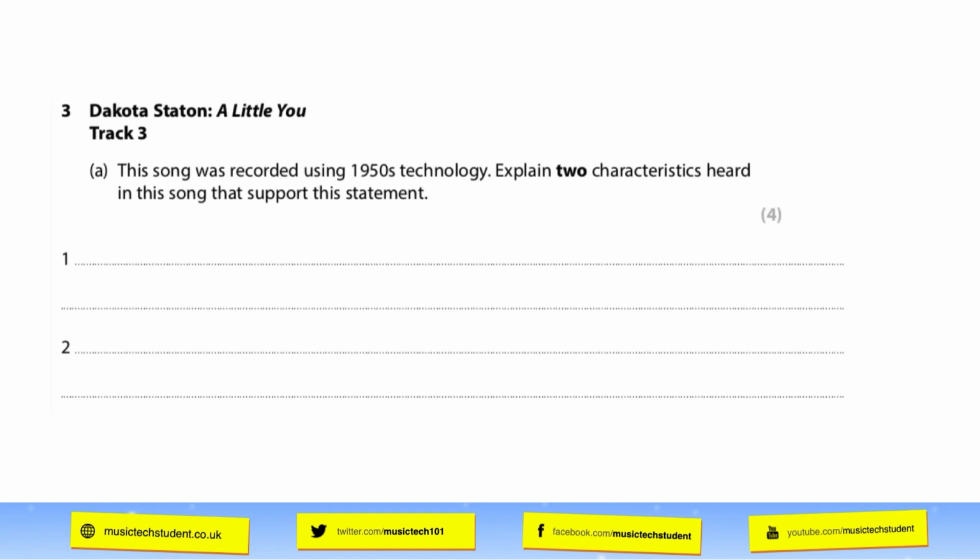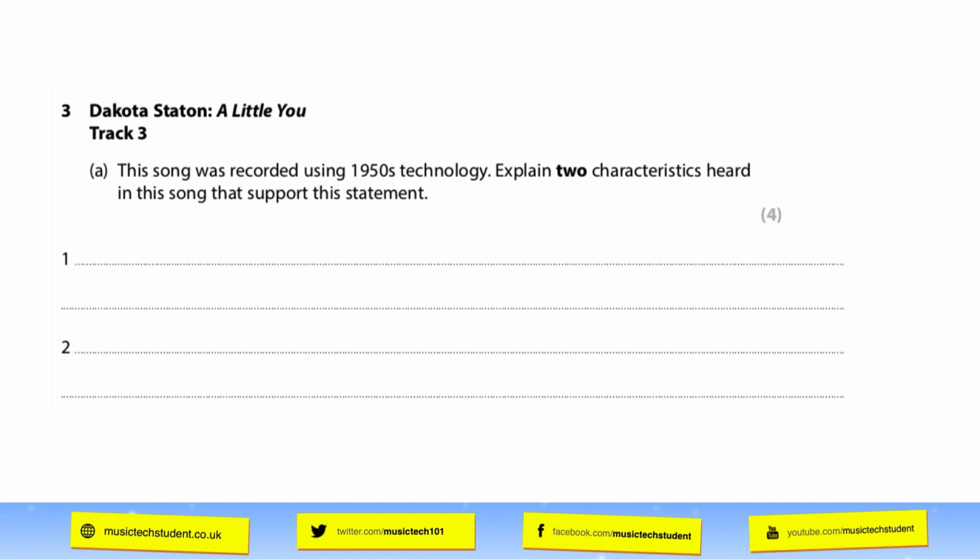So here's the question from the sample. We have a track, and it's the same track for the whole of question 3. It says the recording was recorded in the 1950s. Explain 2 characteristics heard in this song that support this statement. Straight away, you're going to need some information about the history and development of music technology. You're noticing a common theme: this whole idea of how the technology has developed is quite big in this exam. If you've been following along with the past 2 questions, it's come up quite a bit, and if you didn't have the information, you would have lost quite a few marks.